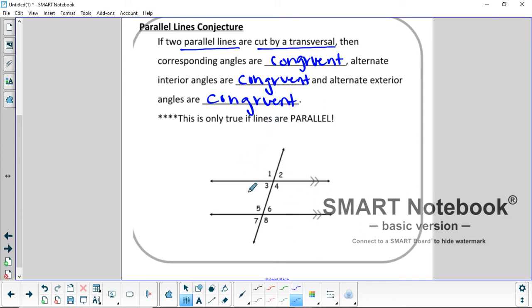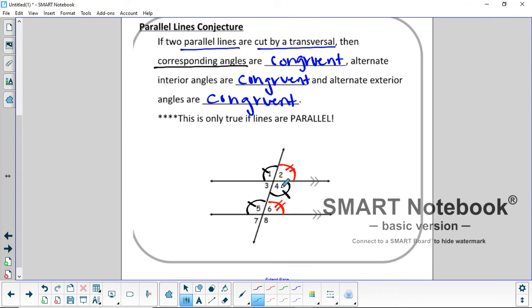So I'm going to mark that on this picture here. So corresponding angles, that would be like 1 is equal to 5, 2 is equal to 6, 3 and 7 are the same, and 4 and 8 are the same. But because we have some vertical angles going here, I also know that 1 is equal to 4.